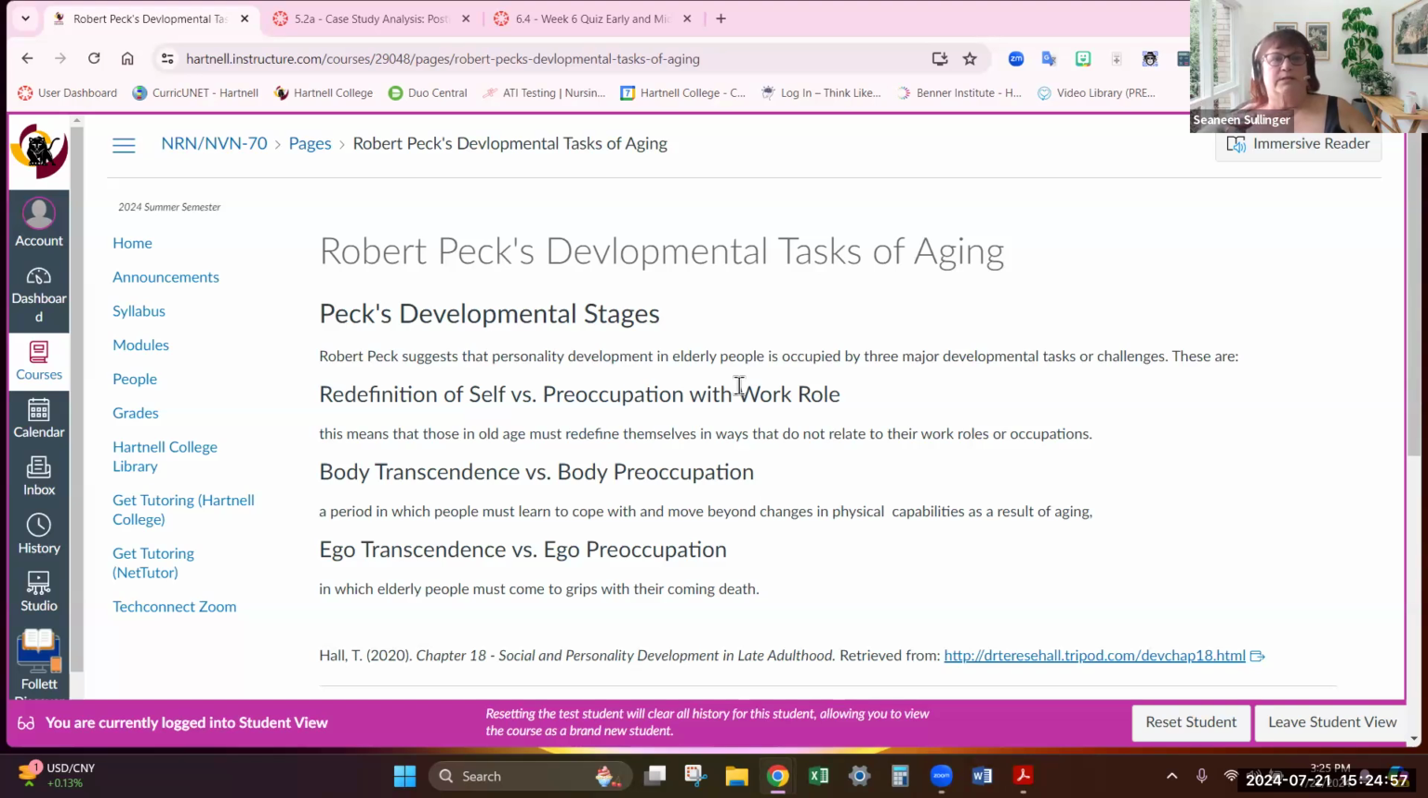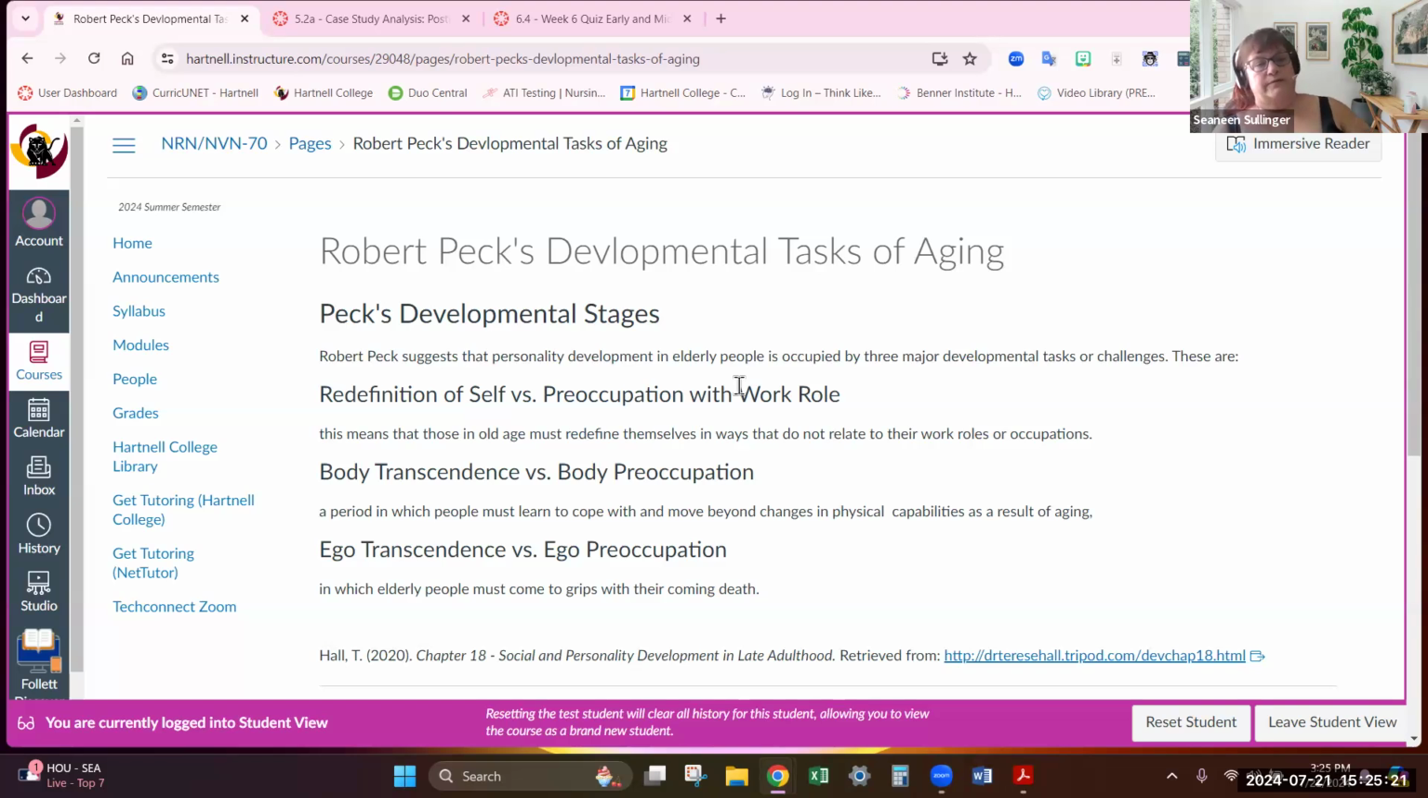Maybe not the ego transcendence versus ego preoccupation, but those first two could happen simultaneously. And so instead of being so preoccupied with the body, you're like, oh, okay, I get it. I'm getting older. Yes, I need a hearing aid. Yes, I need dentures. Let me get those things. Okay, cool. Now I can keep going. And then that last stage would be the ego transcendence versus ego preoccupation.